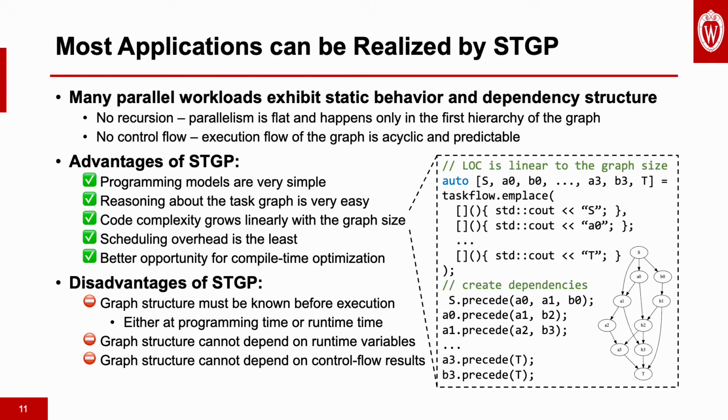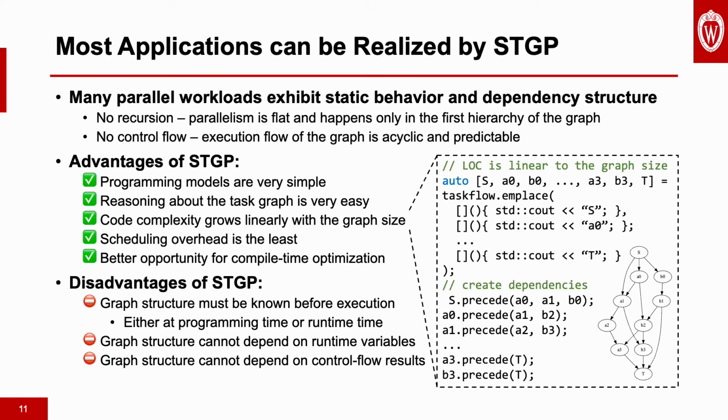Programming models are very simple, and it is very easy to reason about the task graph. Code complexity typically grows linearly with the graph size. More importantly, since the graph structure is known upfront before the execution, we have the smallest scheduling overhead and a better opportunity for compile time optimization.